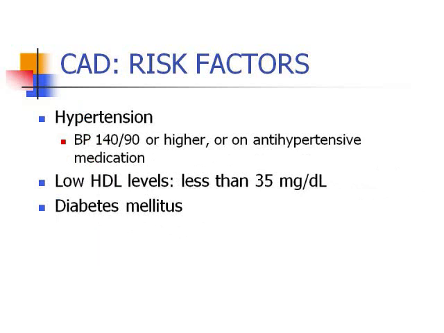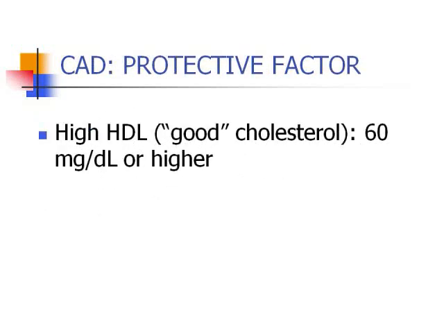Hypertension greatly increases the risk because it's going to damage the blood vessels and start this cascade towards plaque formation. Low HDLs, because we don't have the protective factor if they're low. And diabetes is associated with vascular damage, so it again will start the cascade toward plaque formation. The protective factor is high HDL, good cholesterol. We want it to be 60 milligrams per deciliter or higher.